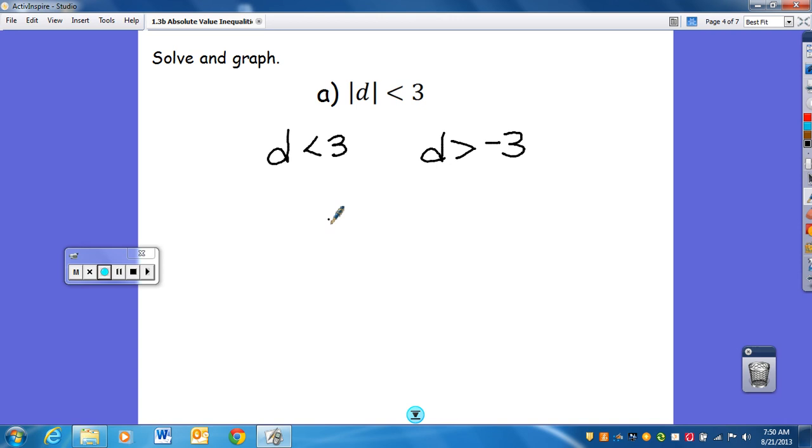Let's take a look and graph. So we draw our number line with our two tick marks, one at negative 3 and one at positive 3. Both are going to be open circles, and when we have d being greater than negative 3, we're shading to the right, and d being less than 3, we're shading to the left. This is an "and" situation, so we need to make sure that we rewrite our inequality as our compound inequality with our variable in the center showing that it is an "and" situation.